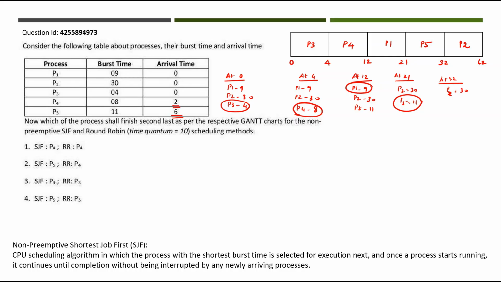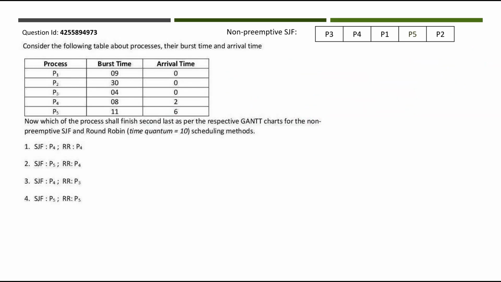The first question is for non-preemptive SJF. Which is the second last to be completed? It is P5. Now I have taken non-preemptive SJF with P5 as the answer. There are two options matching, so we can rule out 1 and 3. Now we will go with the next algorithm, that is round robin.